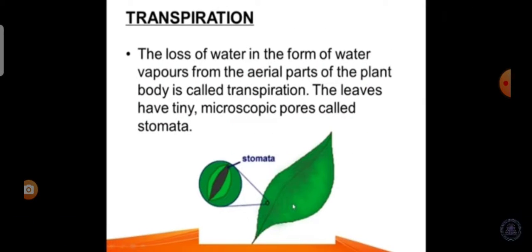Now let us know about transpiration. What is transpiration? The loss of water in the form of water vapor from the aerial parts of a plant body is called transpiration. The leaves have tiny microscopic pores called stomata. Water evaporates through these stomata.